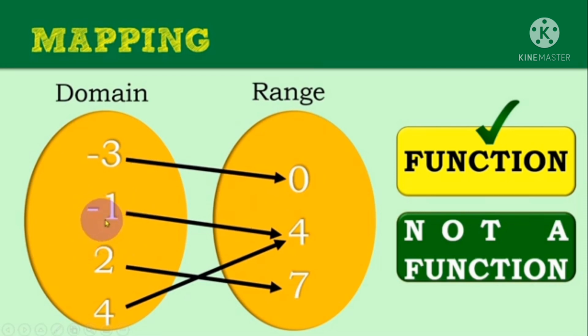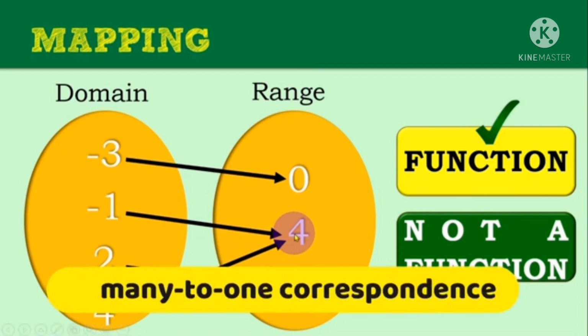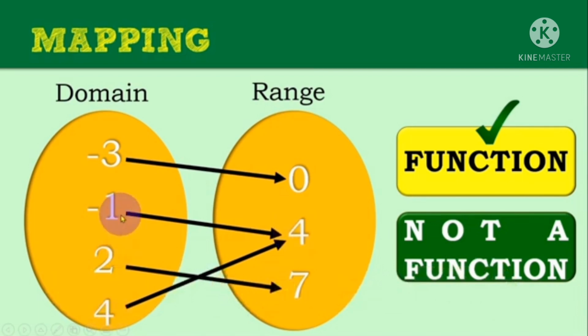Which means that if we have an input of -3, the output is only 0. If we have an input of -1, the output is only 4. We don't have any other Y values. If we have an input of 2, our output is 7. If our input is 4, our output is also 4. This type of correspondence shows many-to-one. For this part, we have two elements in our domain, -1 and 4, that have the same value in our range.